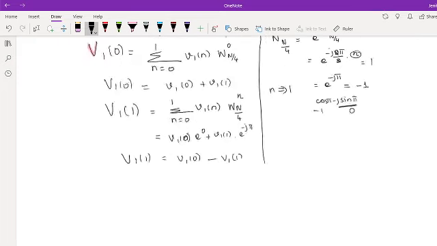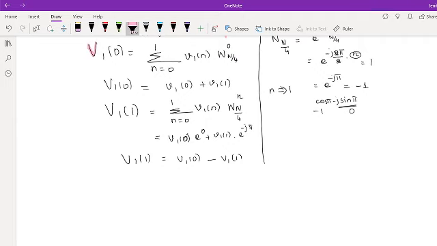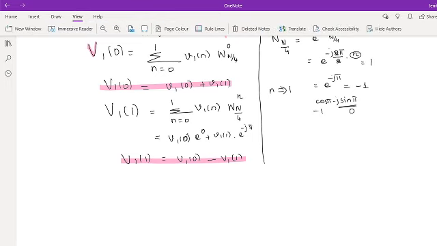So we have got the 2-point values, that is V1 of 0 is obtained from V1 of 0 plus V1 of 1, and V1 of 1 is obtained from V1 of 0 minus V1 of 1. So I am going to draw the diagram.